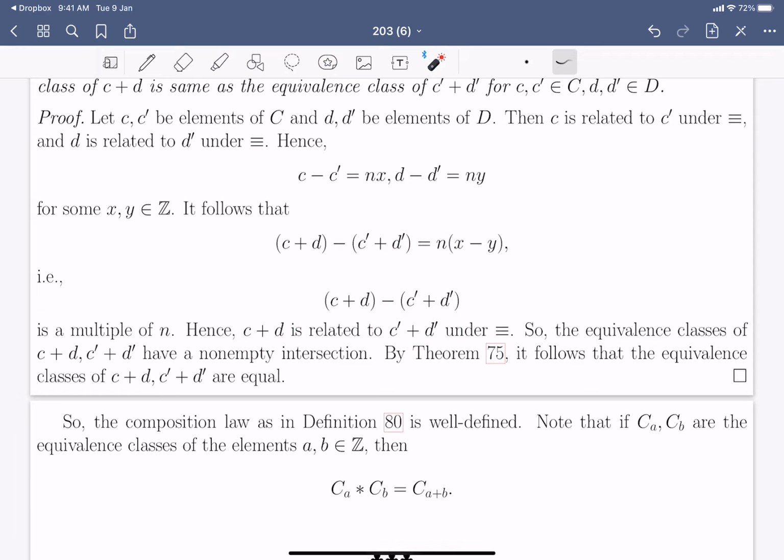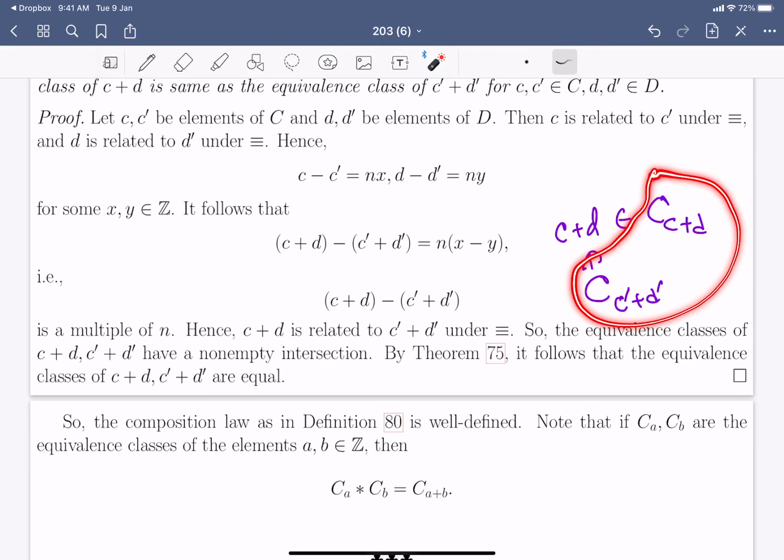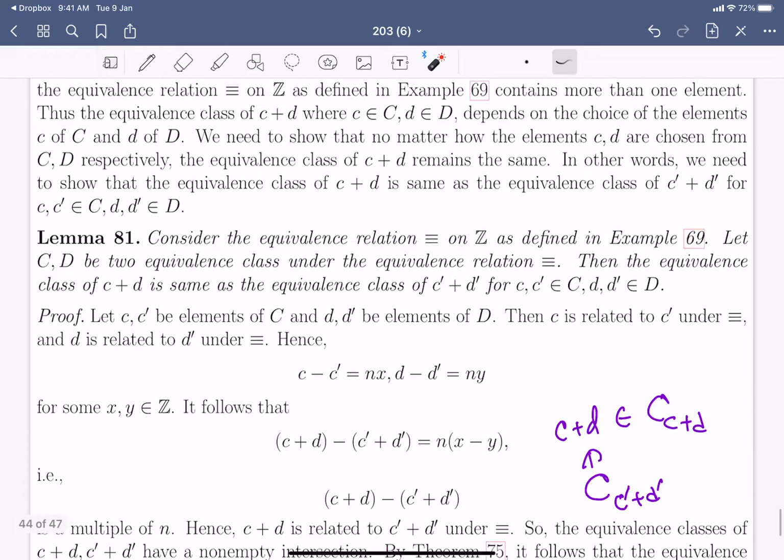So you see that the equivalence classes of these two integers have a non-empty intersection. Why? Because c plus d of course belongs to the equivalence class of c plus d, and since this is related to c prime plus d prime, this also belongs to the equivalence class of c prime plus d prime. So these two equivalence classes have at least one element in common, okay? And by that theorem that we just proved a while ago, if two equivalence classes have a non-empty intersection, then they have to be equal, okay?